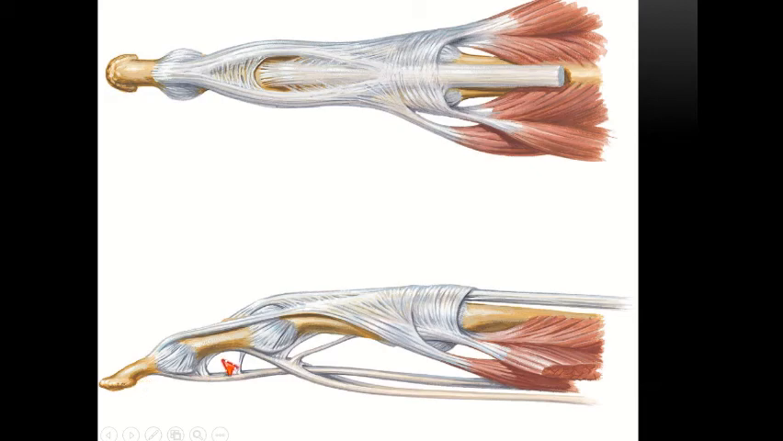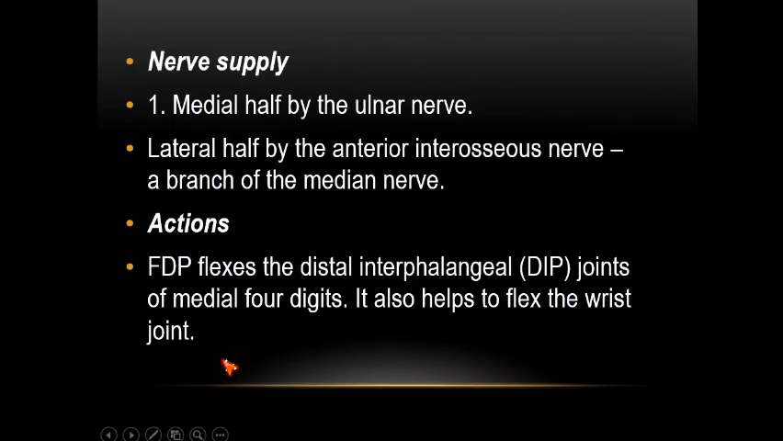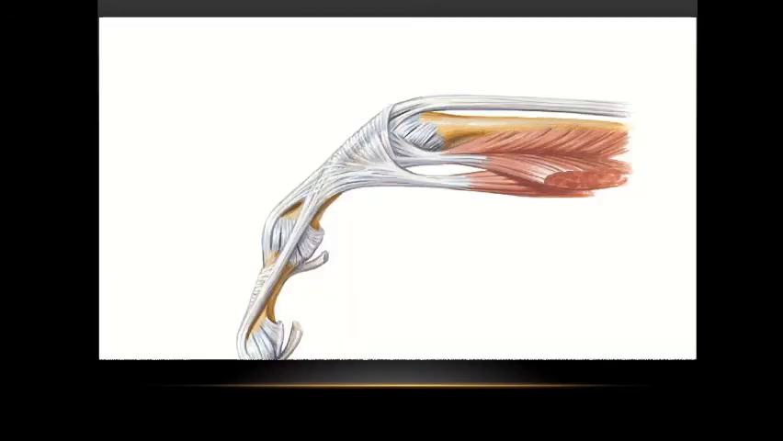So for the nerve supply, the medial half is supplied by the ulnar nerve and the lateral half is supplied by the anterior interosseous nerve, which in turn is a branch of median nerve. Then the action of the flexor digitorum profundus is that it flexes the distal interphalangeal joint of the medial four fingers, and also helps to flex the wrist joint.